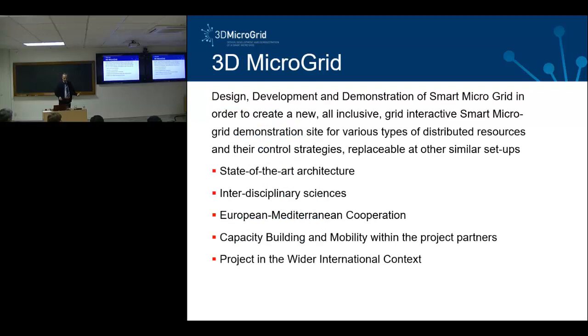So this is the definition of the project, what we call design, development, and demonstration of a smart microgrid. And the objective here is to create a new and inclusive interactive microgrid demonstration site for various types of distributed resources and control strategies. And that could be something that we can demonstrate at the sites of our partners in Malta, and also at the site of the German Jordanian University in Jordan. And this could be something that we can replicate afterwards in other sites to launch the idea of smart microgrid across the different regions.